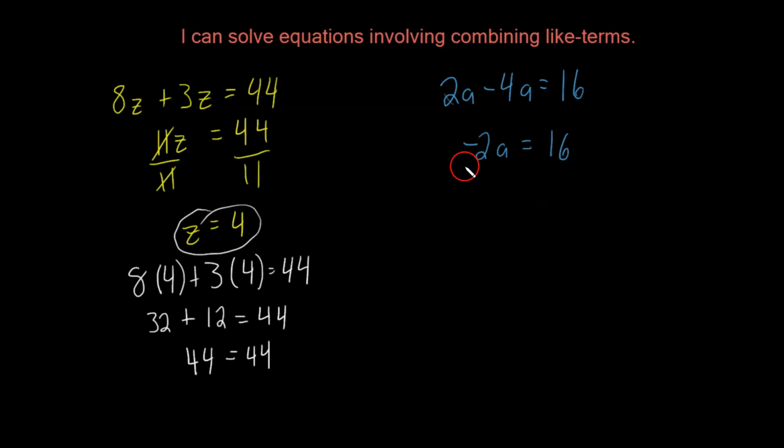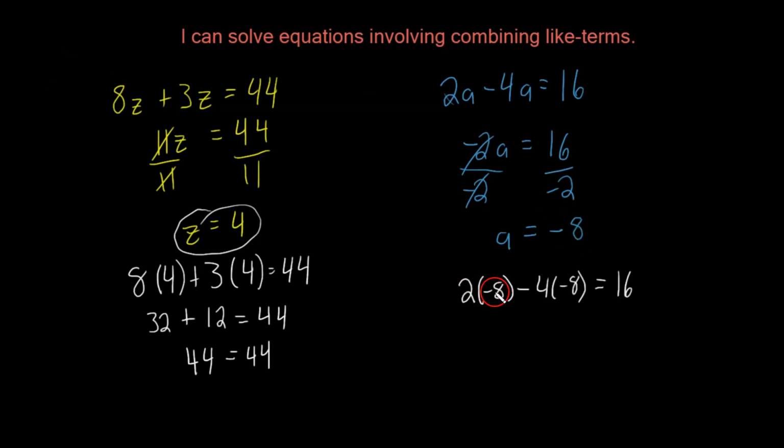Now we just need to divide this by negative 2, as well as on the right side. And we see a equals 16 divided by negative 2 is negative 8. Let's verify our solution before we move on though. So we see 2 times negative 8 minus 4 times negative 8 equals 16.